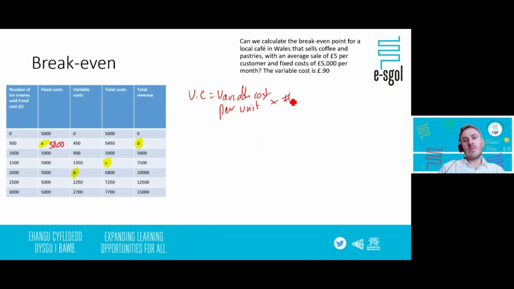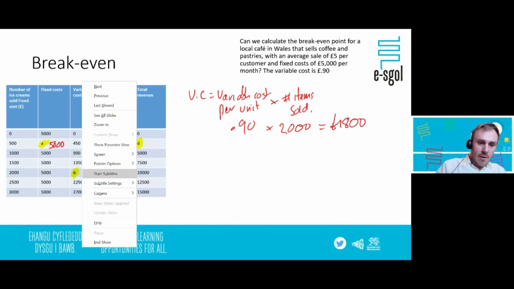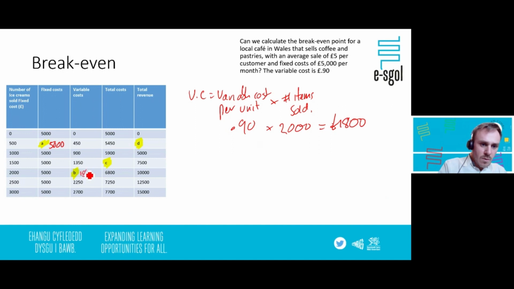Times by number of items sold. So again, it's 90p times by how many we've sold at that stage, which is 2,000. So 2,000 times by 90 is 1,800. So we can then put into our element here 1,800. Now I'll tell you a quicker way in a moment for some people, especially those that are already competent at maths.